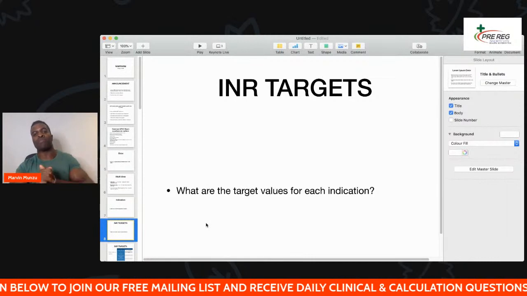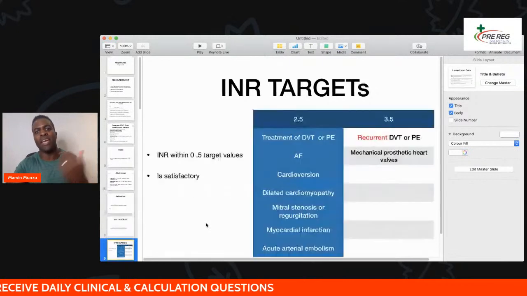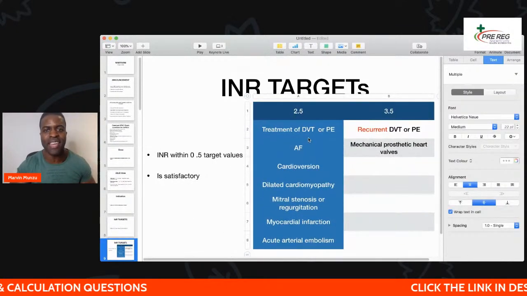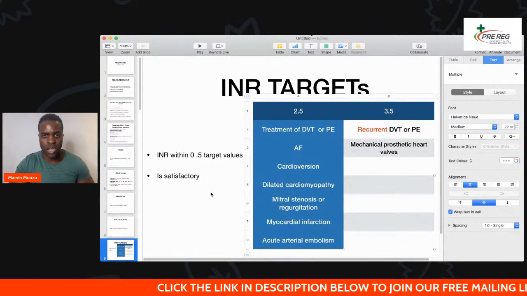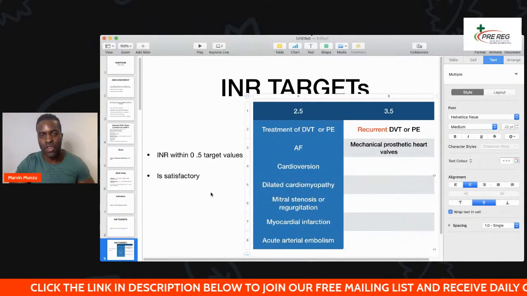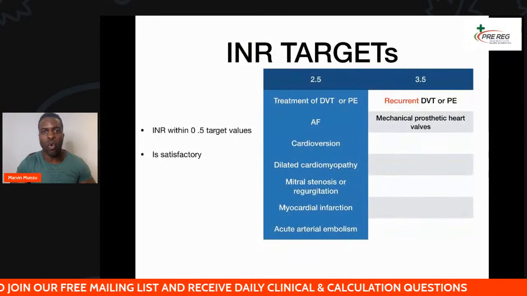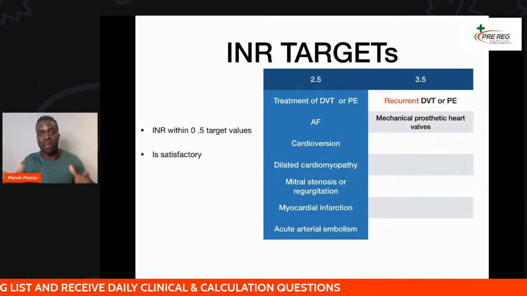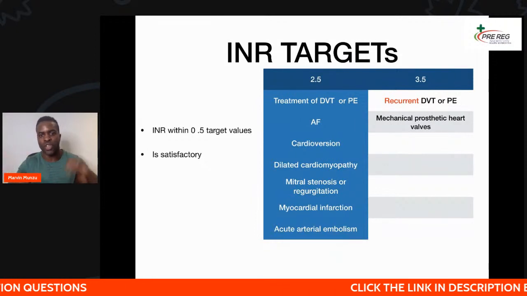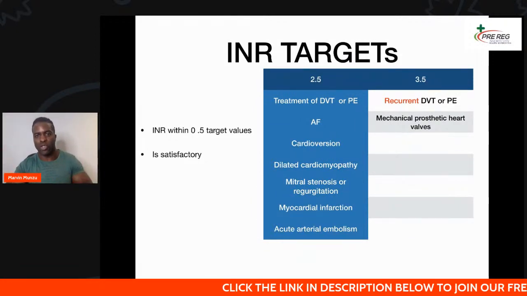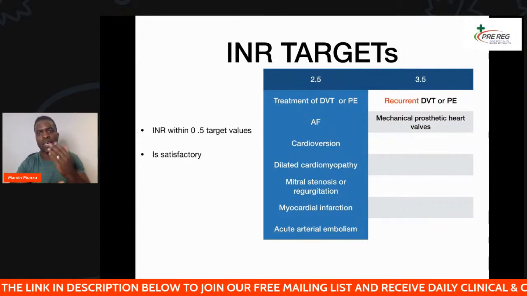But I'm trying to make sure that I make things easy for you, I make them enjoyable. So I've made a lovely table for you, ladies and gentlemen, to help you. This is my technique, this is what I do. The main thing you need to learn is actually 3.5. You have a target INR value of 2.5 or 3.5. Majority of them are all 2.5s. So DVT, treatment of DVT, PE, AF, cardioversion, mitral stenosis, all of that stuff is mainly 2.5. So 2.5 is the most popular INR target value.